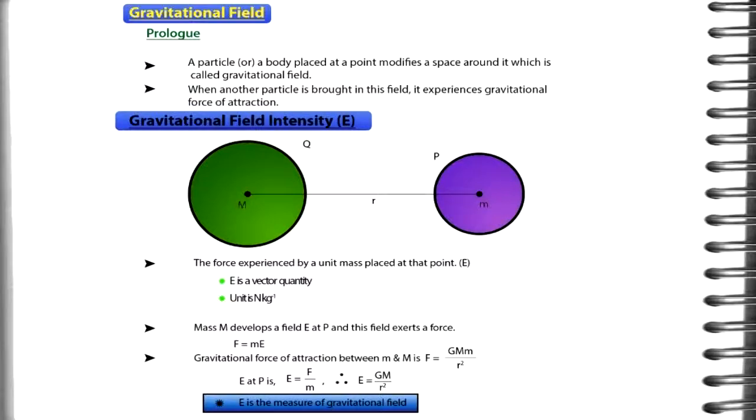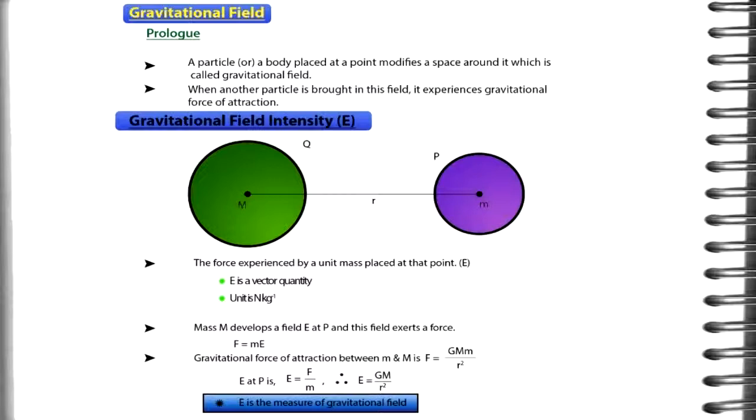Next one is gravitational field intensity or strength, whose symbol is capital E. You can see the diagram. The force experienced by a unit mass placed at the point is E. E is a vector quantity. Unit is Newton kilogram power minus 1.